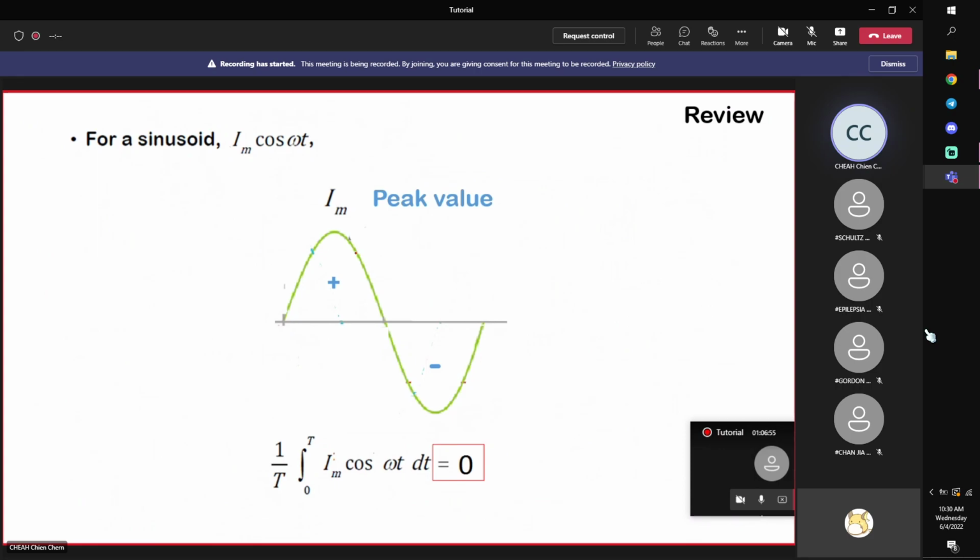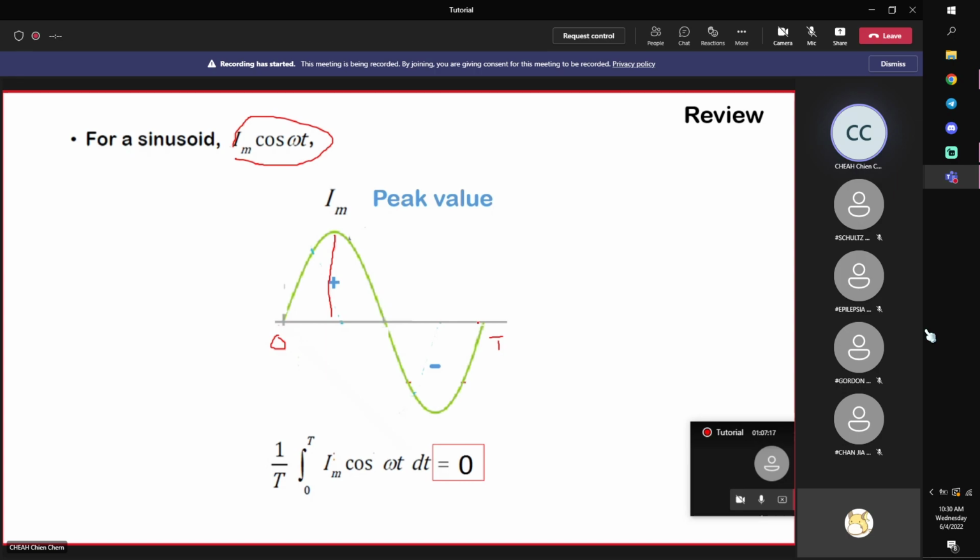Previously we have seen the peak values. If you have AC signals, this is actually the peak value, and an AC signal is periodic. It repeats over one period, and the first half cycle is positive, the second half cycle is negative.